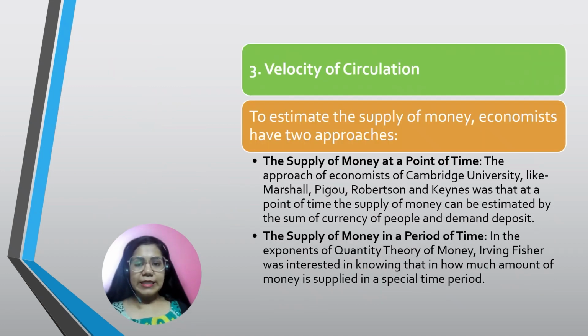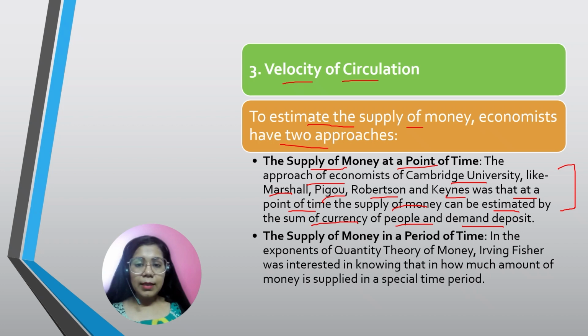The third factor which affects my money supply is the velocity of circulation. To estimate the supply of money, economists have two approaches. First, we can find the supply of money at a point of time. This has been the approach of economists of Cambridge University, like Marshall, Pigou, Robertson and Keynes. Their approach was that at a point of time, the supply of money can be estimated by the sum of currency of the people and the demand deposits at that point of time.